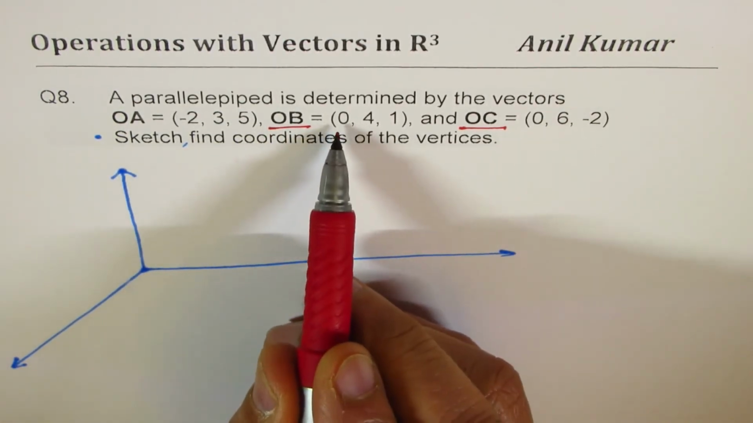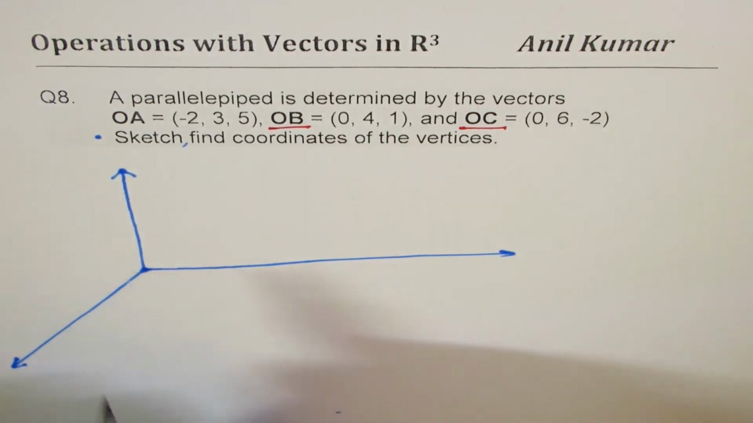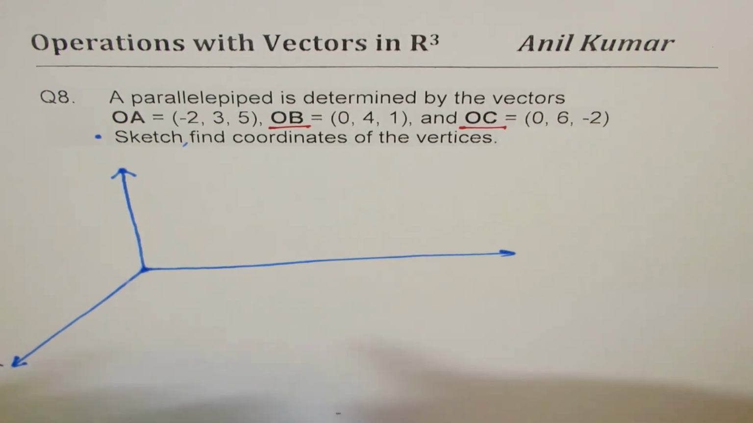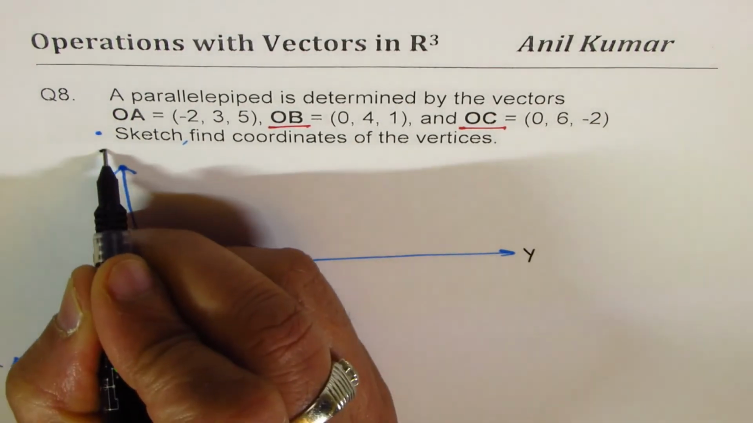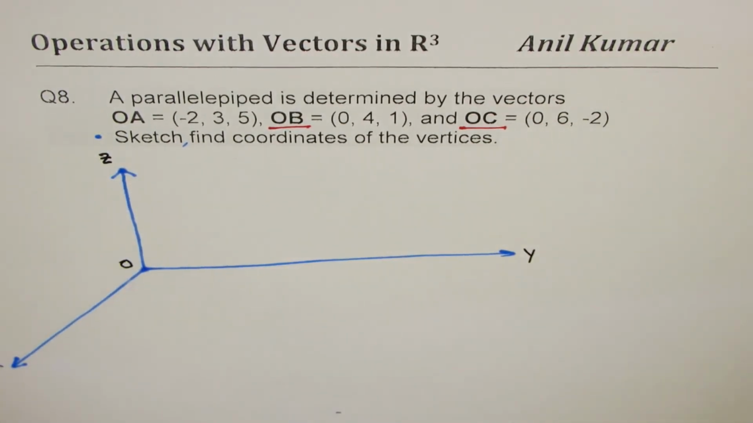So let's do OB first. OB is 0, 4, 1. So that's starting 0 x-axis. Let me write down XYZ also, right? And then we will do the rest. And that's the original. So let's use lighter ink. So we have OB, which is 0, 4, 1.